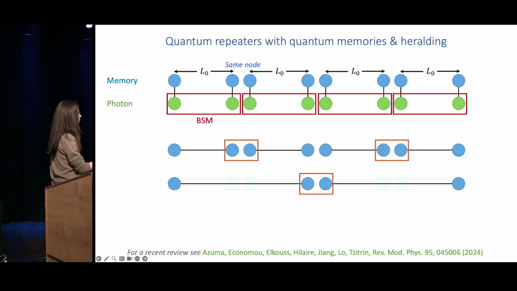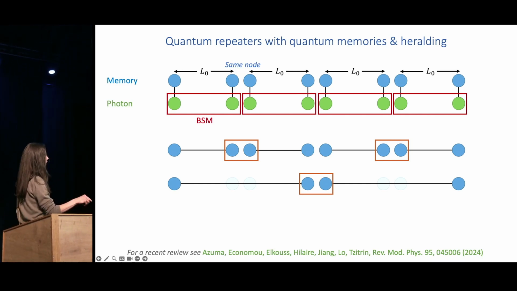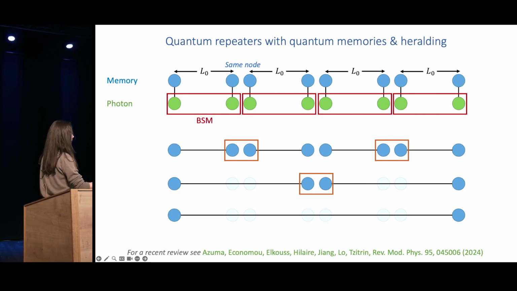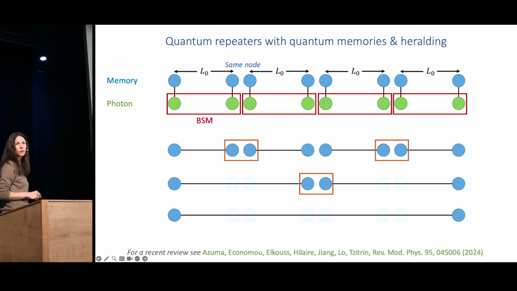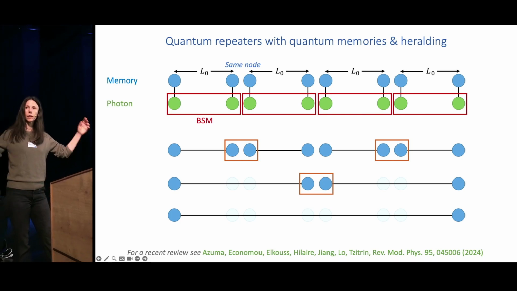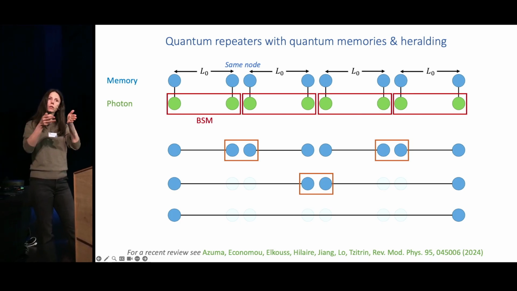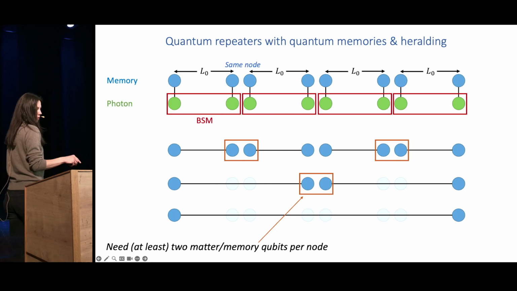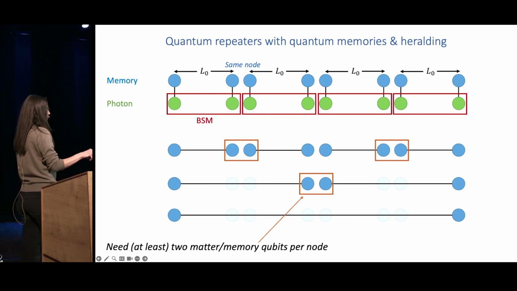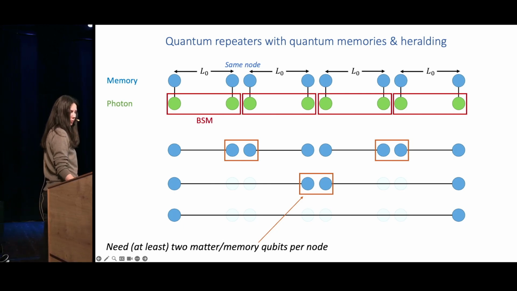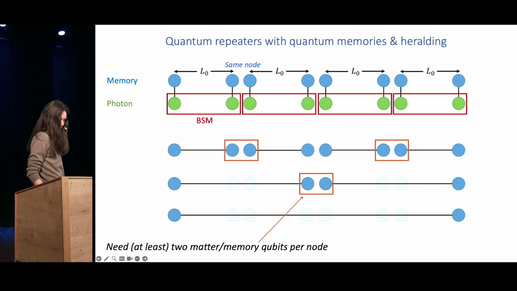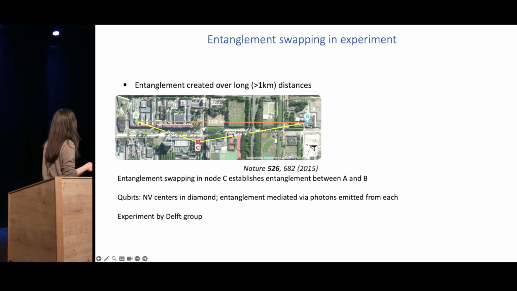So once I make this measurement, I'm connecting this line. Then I also need to connect that once it succeeds, etc. So in principle, I can get this long line that connects two qubits that are far away, right? By just breaking up the distance. So we need at least 2 matter qubits per node. In practice, I probably need more, right? Because I need to do some sort of error mitigation or error correction.